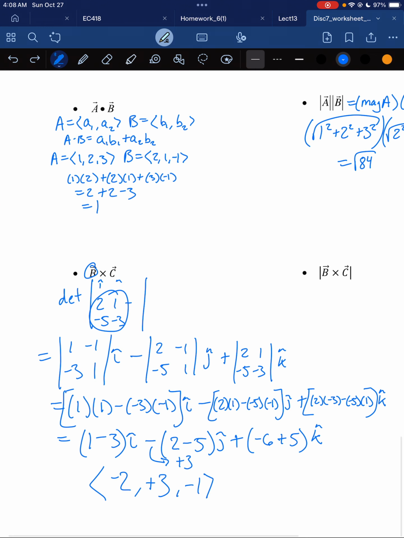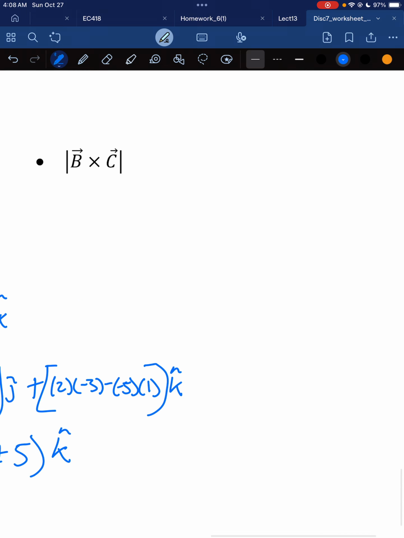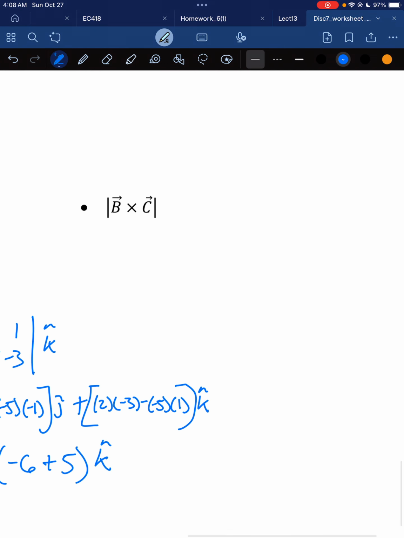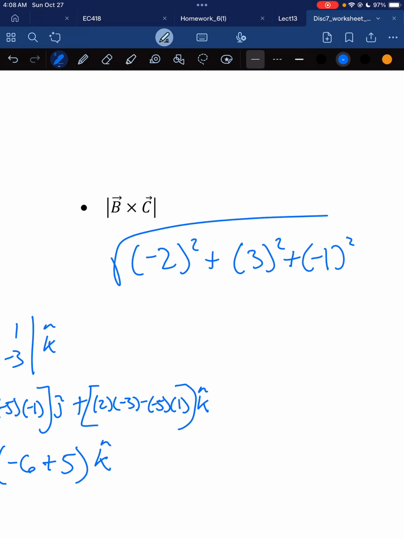So this is my vector for B cross C, and here we're just taking the magnitude of B cross C, and so we know that it is -2, 5, and -1. So I'm going to get -2 squared, 5 squared, and then -1 squared. I'm going to add all of these up, take the square root of the total sum, and I'm just going to get square root of 30.